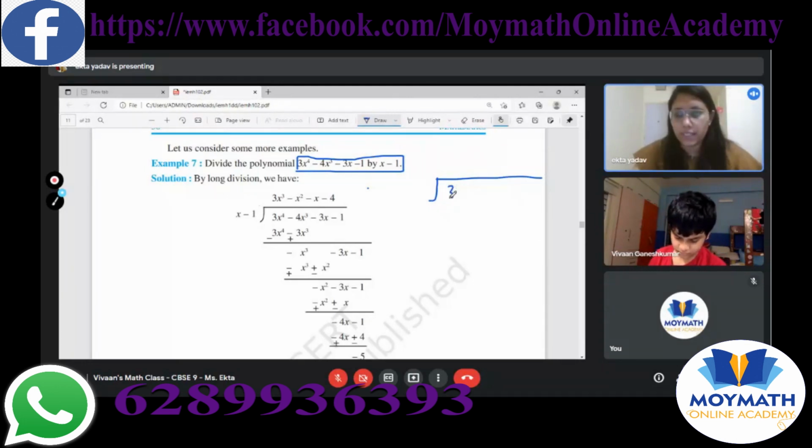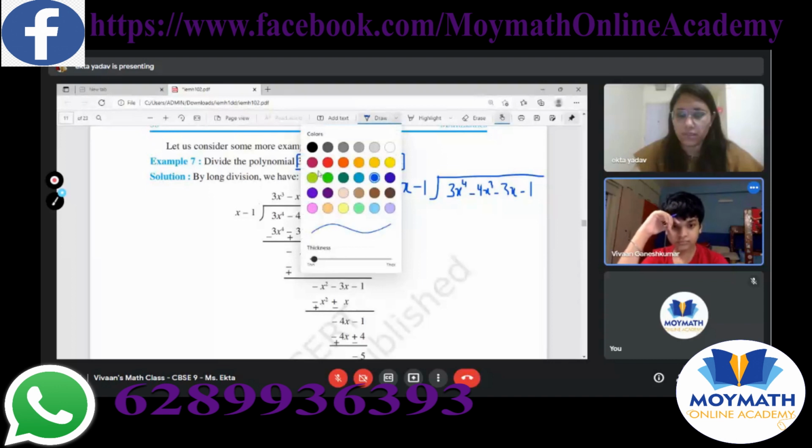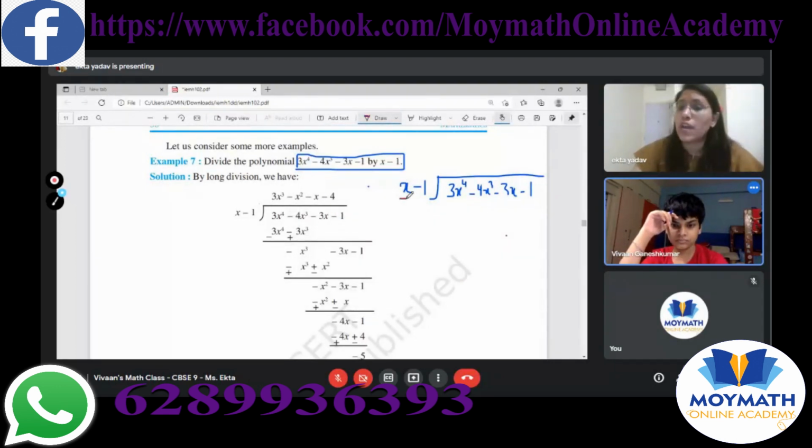So my dividend is 3x to the power 4 minus 4x cubed minus 3x. So it's already in order, so I do not need to change it. And we have to divide it by x minus 1. Okay, so let me change the color of the pen. Now, what should I multiply x with that I get 3x to the power 4? 3x power 3, superb.